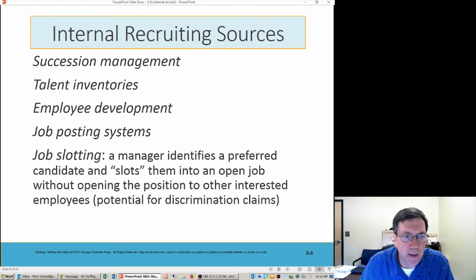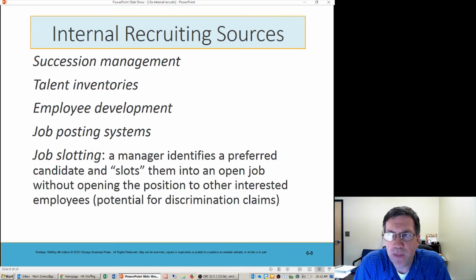Job slotting is a variation of that, with the change that we're not opening this job up to anybody who's interested. Job slotting is a concept where there's a position that's open, and a manager says, you know what, Susie, I think would be really good here. So I'm going to just informally move Susie into this role without really making it public.